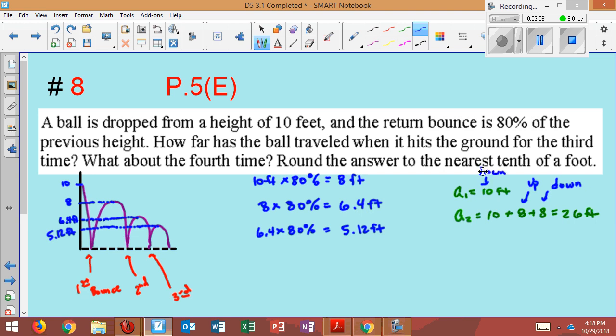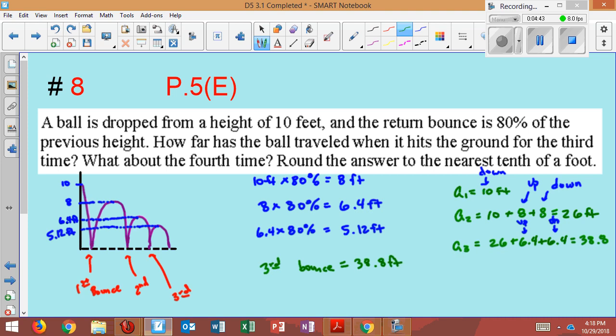So now I go to A sub 3. A sub 3 would equal that 26 plus the ball goes up 6.4 and down 6.4. So again, this is up on the third bounce, or right before the third bounce, this is down. I'll just put D in there for down. And so when we add this up, this would be 12.8. So we add 12.8 to that, and I get 38.8. So the third bounce equals 38.8 feet.